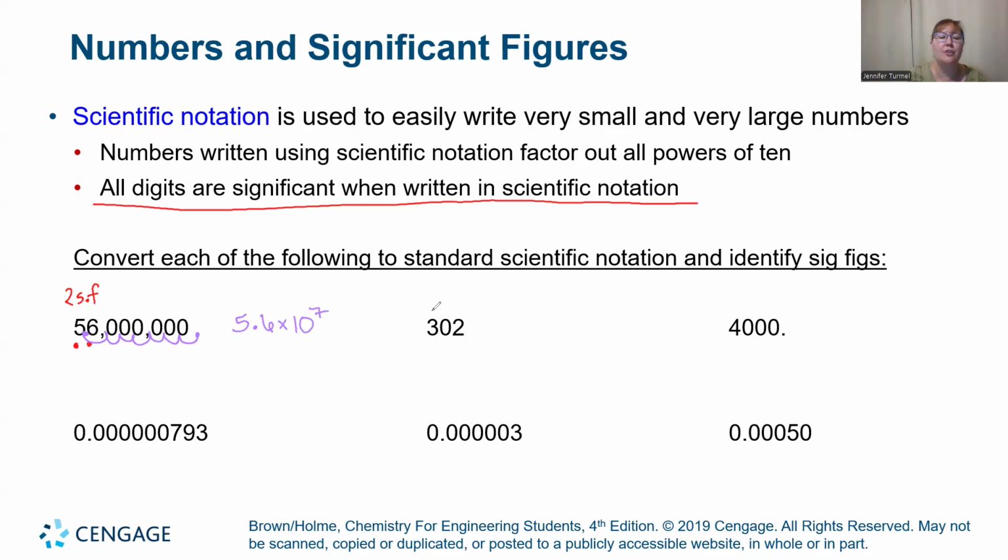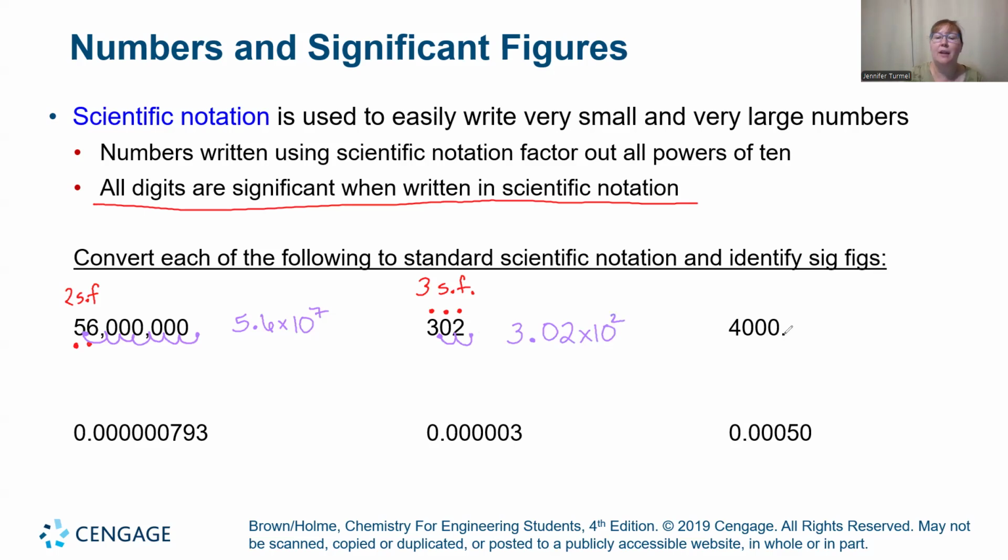All right, now let's take a look at the next one here. We have 302, so we have 1, 2, 3. I'm going to put the dots up above now. So this has 3 significant figures. Now I imagine that I have a decimal point here and I move it twice. And this becomes 3.02 times 10 to the 2 in scientific notation.